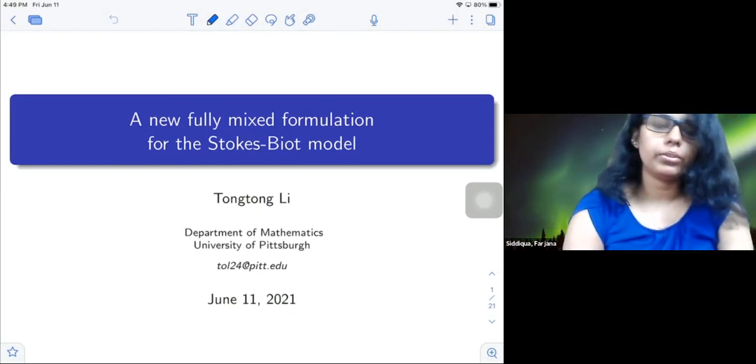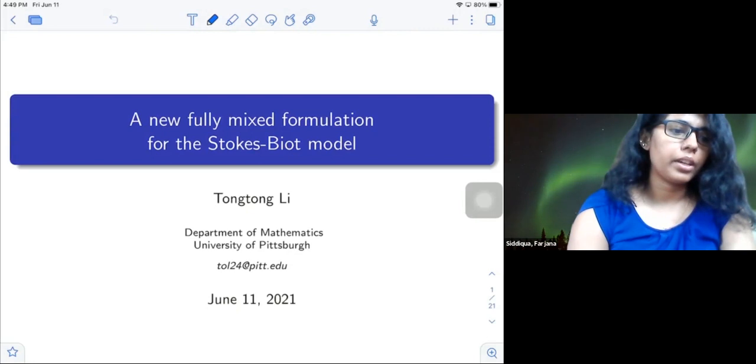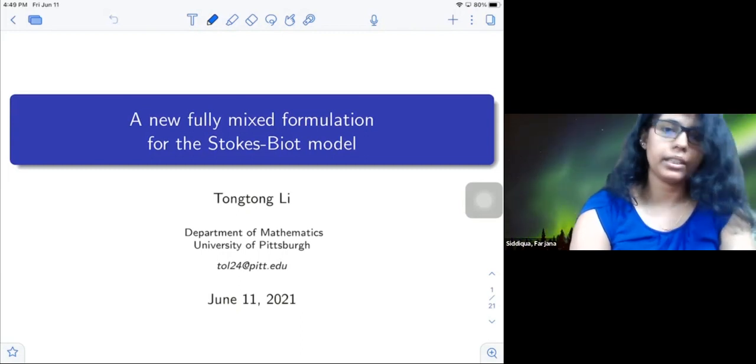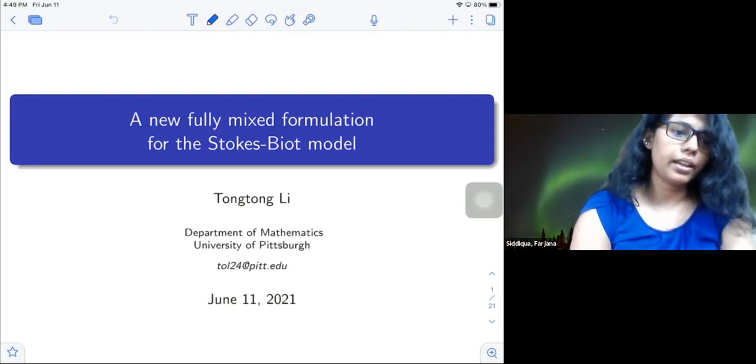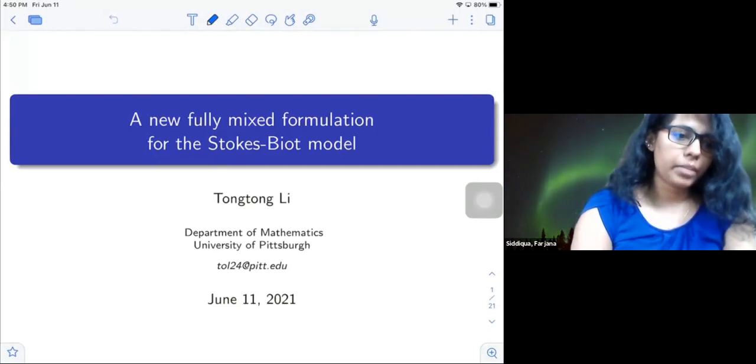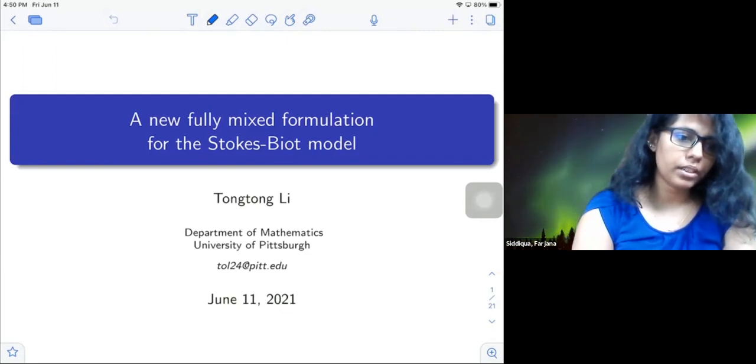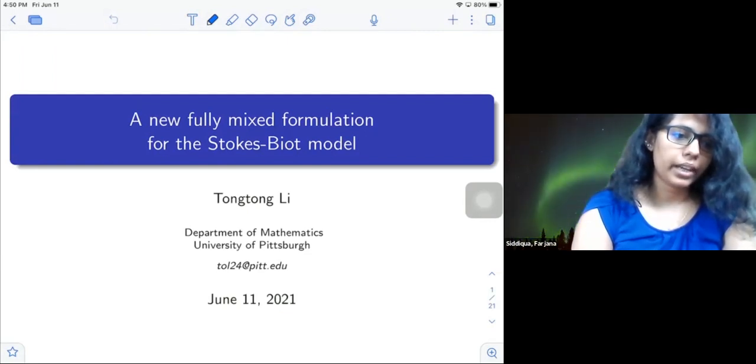Today we have two speakers. First speaker is Tongtong Li. She is a PhD student from University of Pittsburgh, Pennsylvania. Her topic today is a new fully mixed formulation for the Stokes-Biot model. And our next speaker is Anna Helen Sisk. She is from University of Tennessee, Knoxville, Tennessee. Her topic is epidemic models of violence and network models of food deserts. The context is looking at community issues through the lens of mathematical modeling.